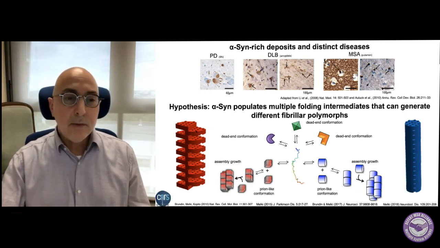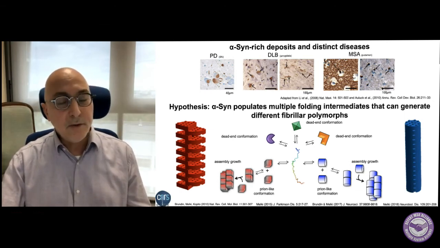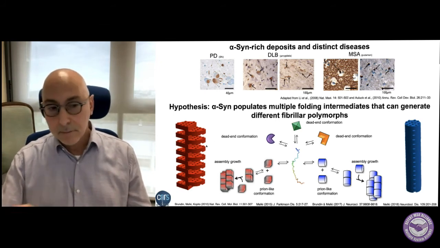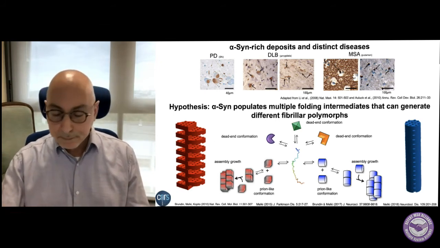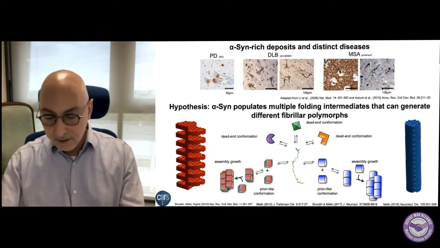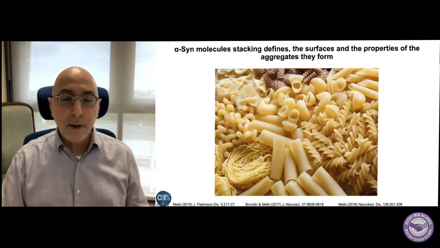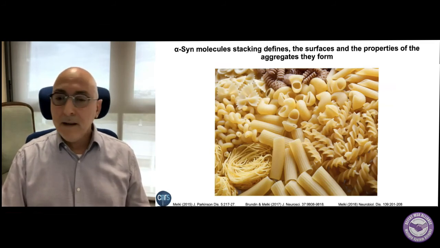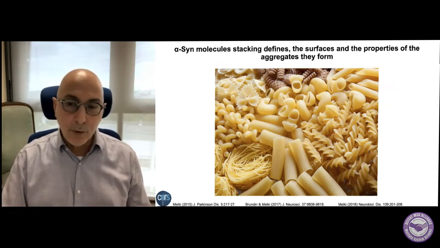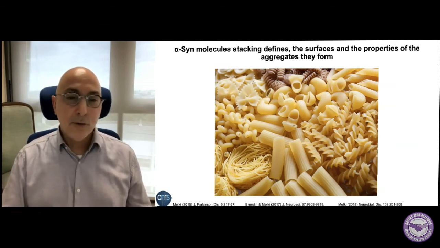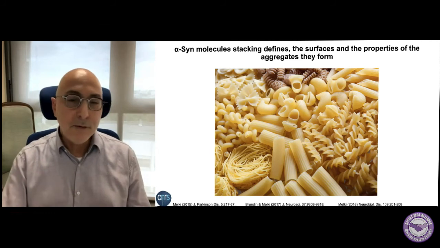And the form is very important because the form defines how you can pile up these bricks to form clumps, fibrils. So this is a way to represent things. Another way to represent things is to use pasta. You know that pasta are made of exactly the same molecule. You have many, many forms of pasta. So the molecules are piled up in different ways.